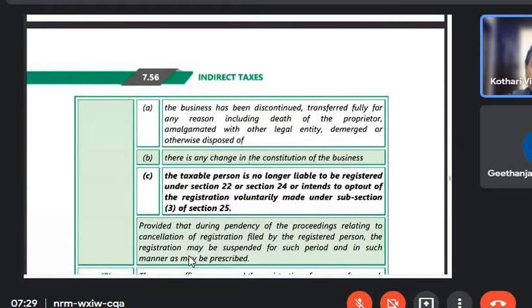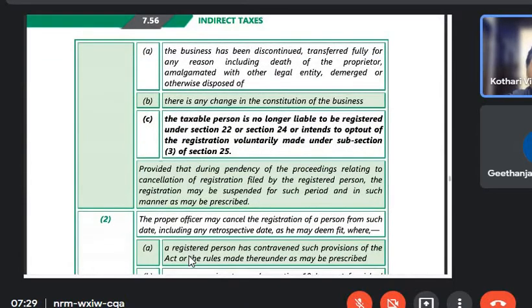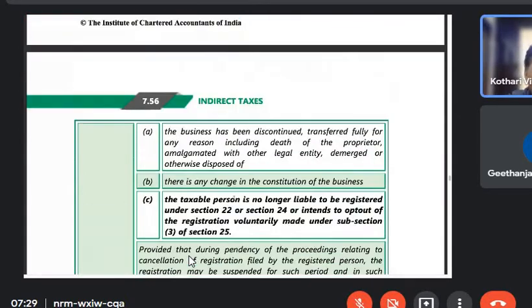There is any change in the constitution of business. The taxable person is no longer liable to be registered under section 22 or section 24, or intends to opt out from the registration voluntarily made under subsection 3 of section 25. Provided that during pendency of proceeding relating to the cancellation of registration filed by the registered person, the registration may be suspended for such period and in such manner as may be prescribed.